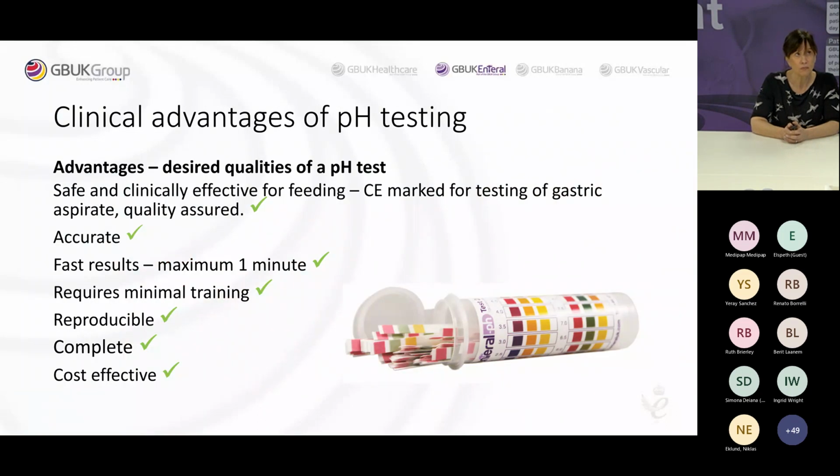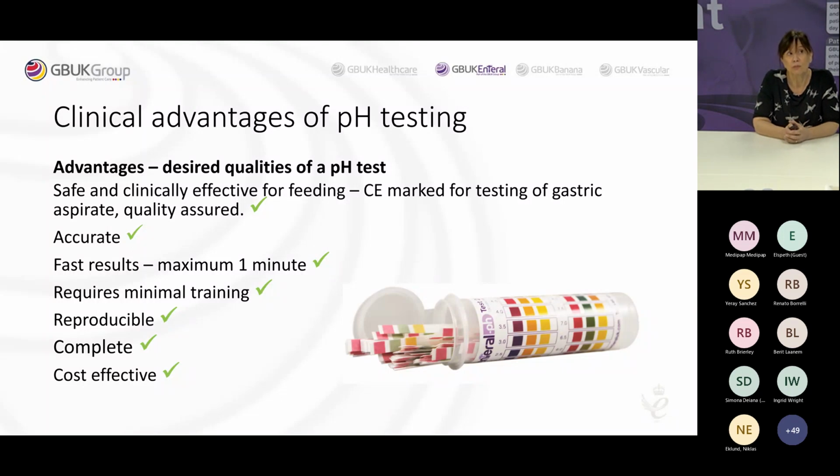So clinical advantages of pH testing. It's safe and clinically effective, but it's very important that the pH test strips that you use are actually CE marked for gastric aspirate, and that means they're quality assured and they're tested specifically for use on humans. They need to be accurate and fast with minimal training.